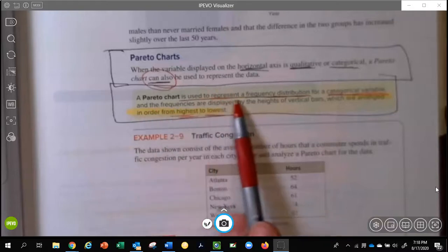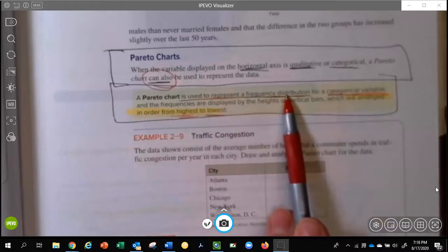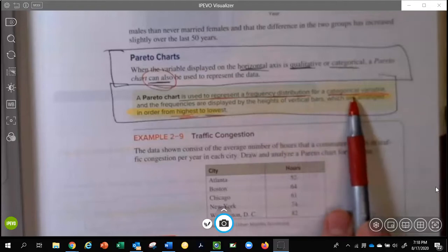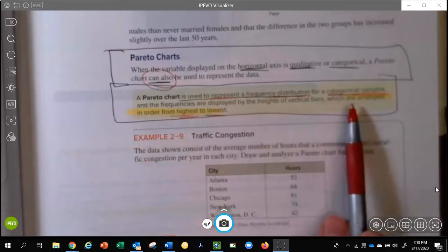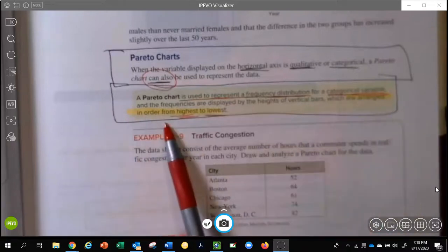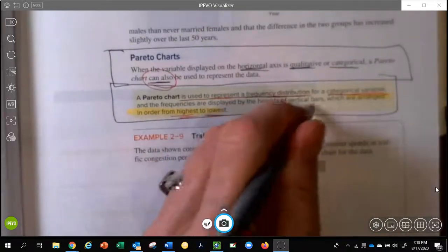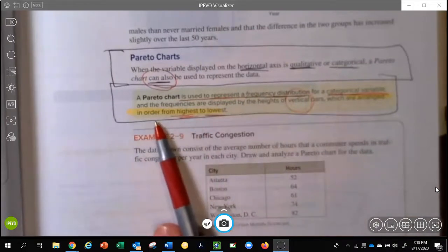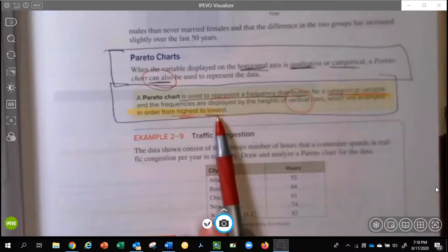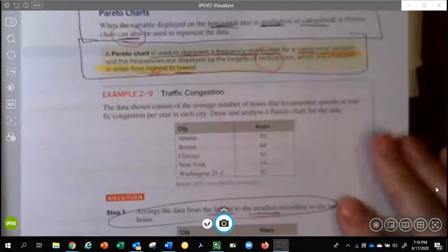A Pareto chart is used to represent frequency. Gosh, this still sounds like a bar graph. Categorical still sounds like a bar graph. Frequencies are displayed, which are arranged vertical. Didn't we talk about horizontal? But we must put them in order from highest to lowest. We can't just do whatever we want to with data. We have to go highest to lowest.